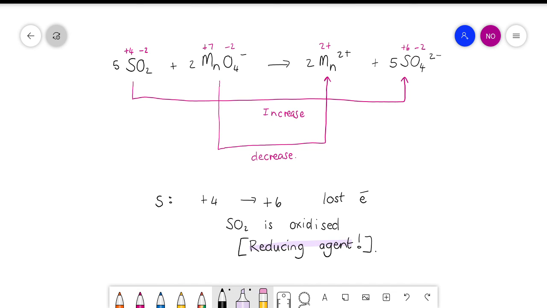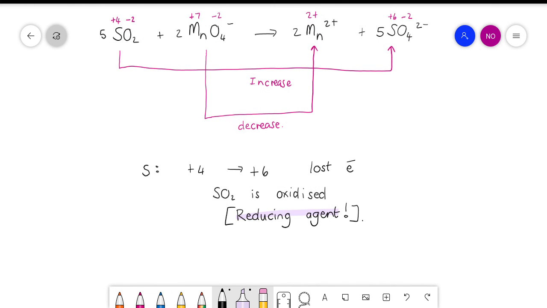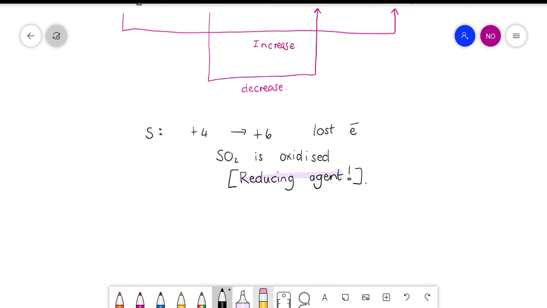Kyk, sien julle, dan sit jy hom terug in sy hele, ek wil nie eintlik sê verbinding nie, want dit is 'n soort van 'n ion ook. Okay. But then you don't just refer, you don't say the sulfur is the reducing agent, you say the SO2 is the reducing agent. Okay, nou kom ons gaan kyk na die mangaan. So Mn went from plus 7 to plus 2. In other words, he gained electrons. Hy het elektrone opgetel. Nee?